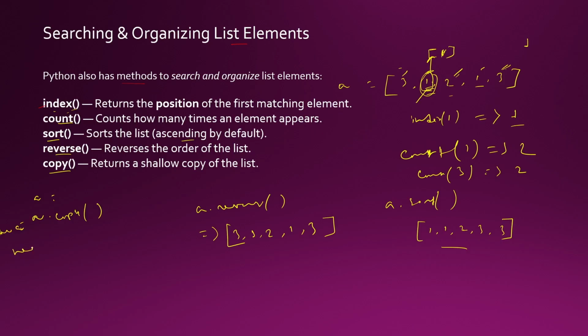So it will create a new A list. This is also a list, just a replica of A. Whatever value is present, everything is there in this new A list. Everything is the same, it is just copying all the elements of A to this new list. So this is a replica of the A list. So we can perform this type of searching and organizing operation.